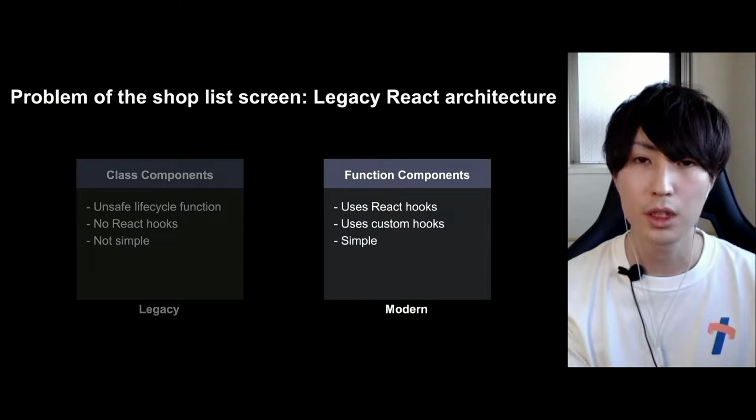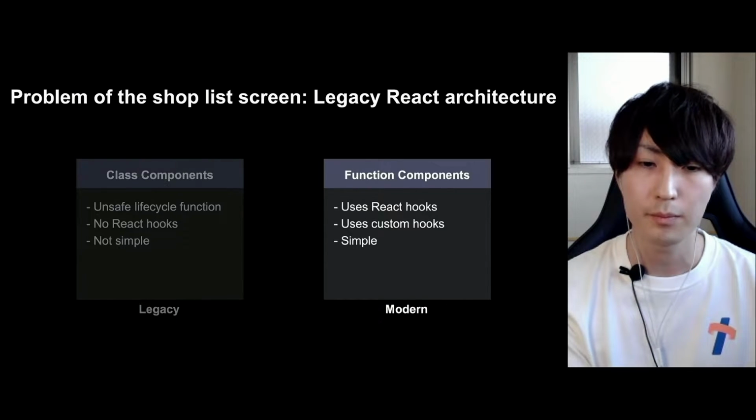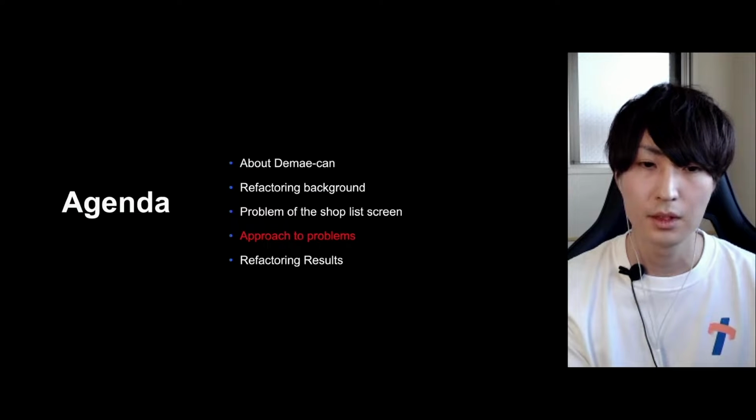Currently, writing in function components is more mainstream, and the React officials recommend using function components. By using hooks to cut out logic and implement it as a custom hook, it becomes a more testable implementation. Class components cannot use hooks, therefore you cannot get the benefit from them. That is why we decided to switch from class components to a function component-based implementation. So these were the main challenges we had with the shop list screen.